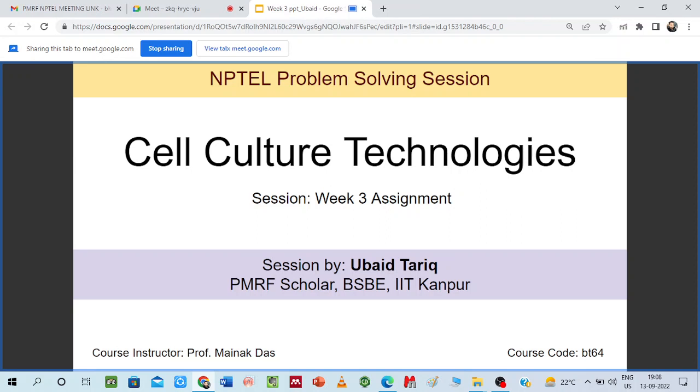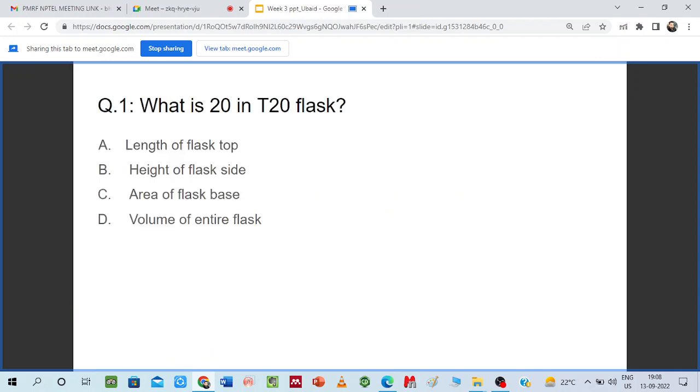So we will directly start with the questions, and after that, I will brief you about some techniques that are in the questions. So first question, you all can answer in the chat box. First question is, what is T20 in T25 T20 flask? What is 20 in T20 flask? Length of the flask top, height of the flask side, area of the flask base, volume of the entire flask.